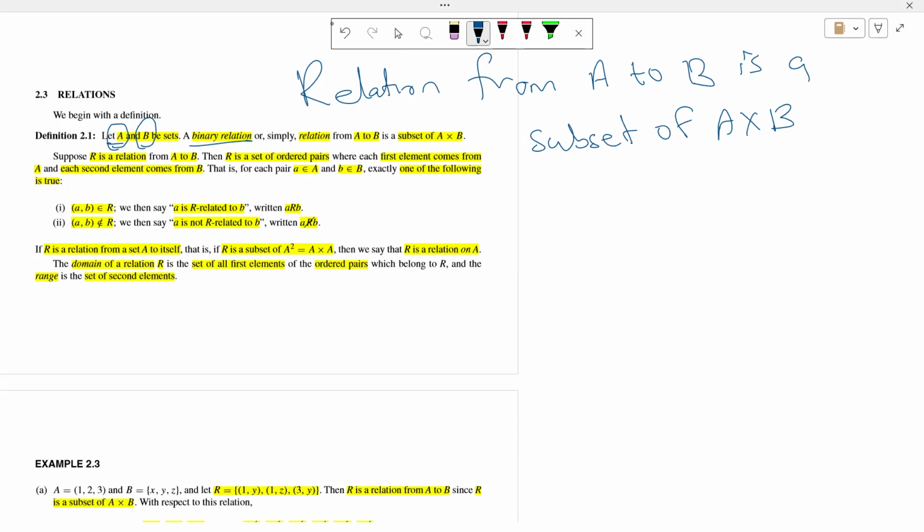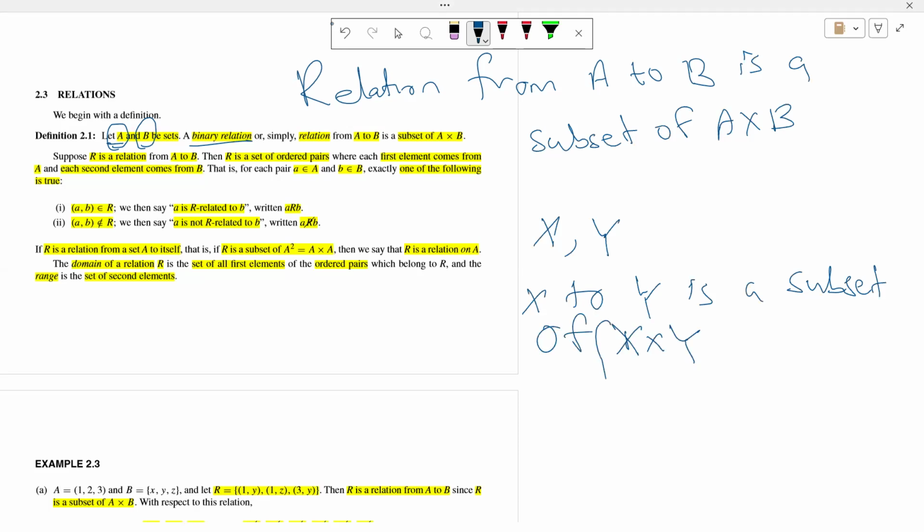The relation from one set to another set. Just imagine you have two sets X and Y. The relation from X to Y is a subset of X cross Y. So each set contains a few elements. First, you need to find the cross product of these two sets. Then from this cross product, you can take a few ordered pairs, and we call that one relation.